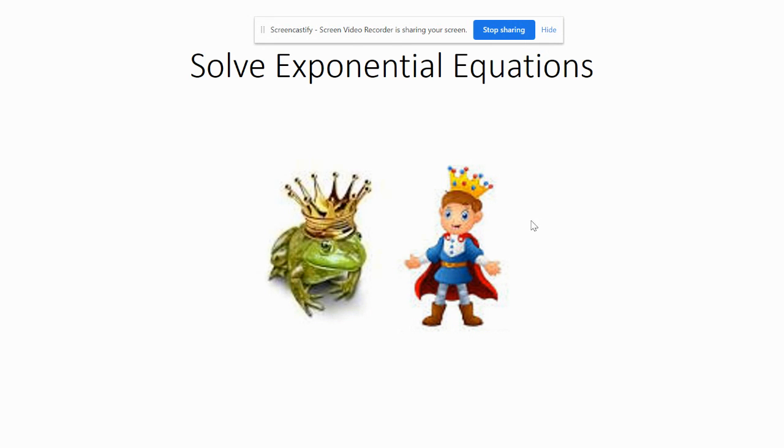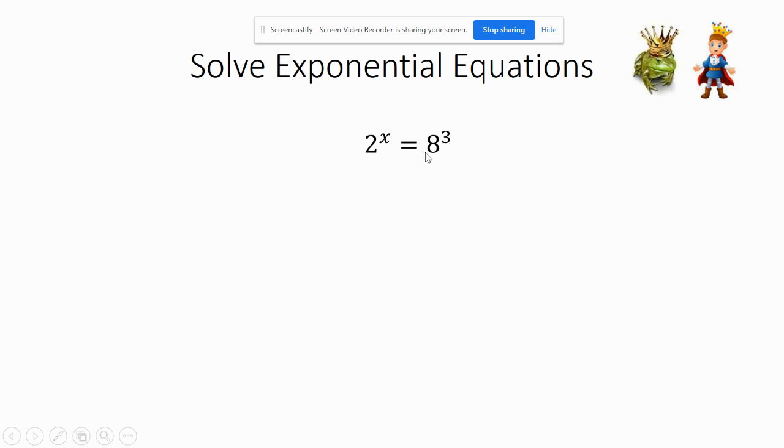Solving exponential equations. Oh, here we see a frog and the prince. You know, the story about changing the frog into a prince. That's kind of what we're going to do here. We're going to change one of the bases into the other base. So in order to do that, I need the bases to be the same for what we know for our skill level at the moment.